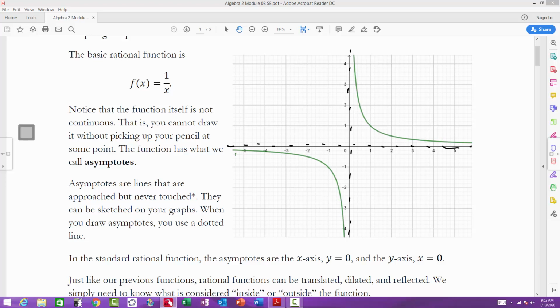Now notice I put a little asterisk on that, approached but never touched, because you can. There are some rare instances where you can touch the asymptote. What's going to happen on those is we'll kind of cross it, and then we'll come back towards it and never touch it at that point. Those are rarer, and you're not going to see them as much, if at all, in this section. Any questions about the toolkit function? Okay.